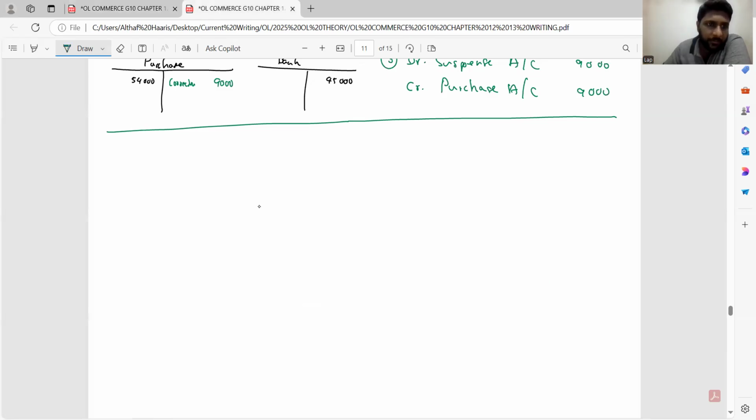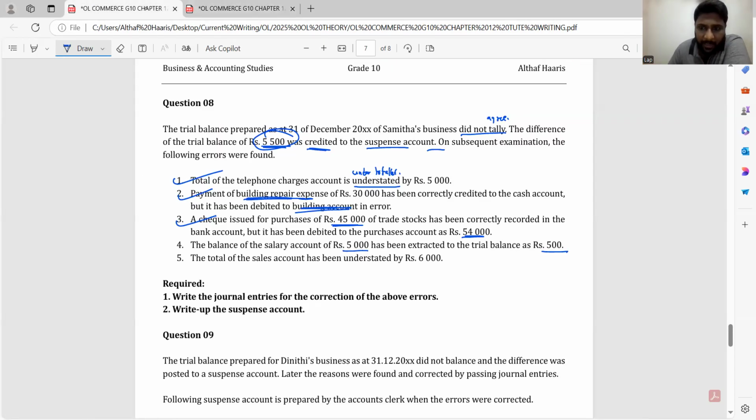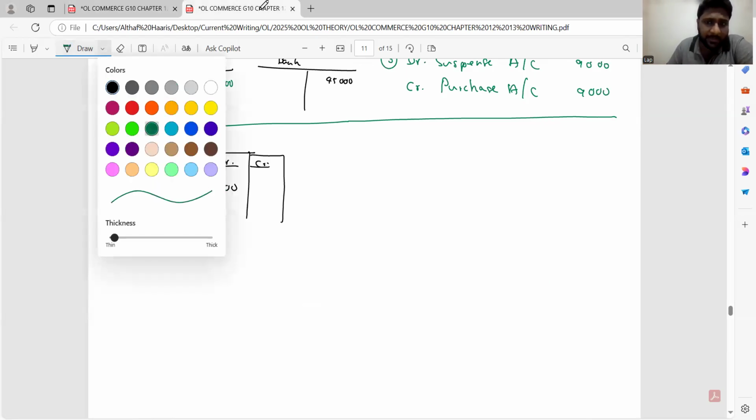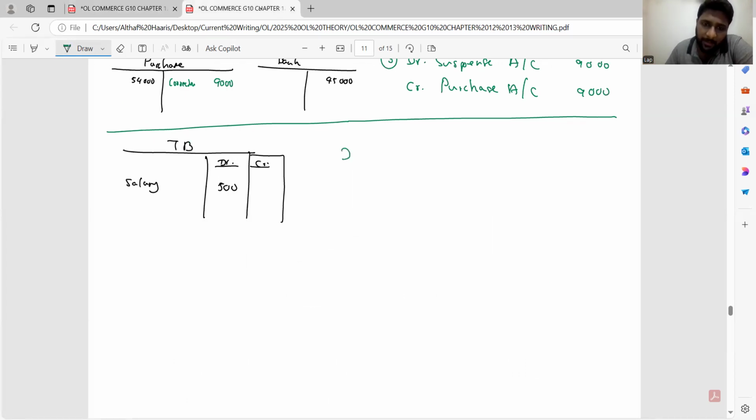Okay. You have prepared the salary account properly, but when you are taking it to the trial balance, you have taken only 500 for the salary. Then in order to correct it, what should we do? We have to put 4,500 to the trial balance.